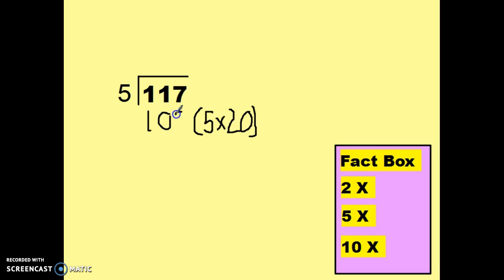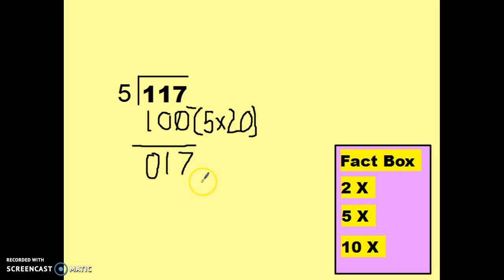Make sure your numbers go in the correct place value columns. 7 take away 0 is 7. 1 take away 0 is 1. 1 take away 1 is 0. We're left with 17. For this one, I'm going to use my fact box.